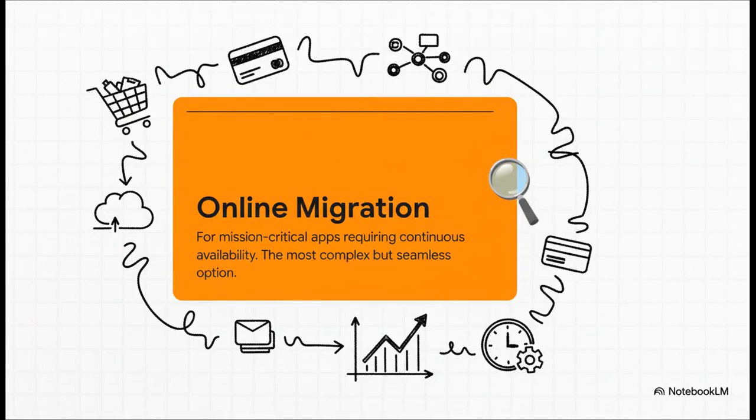And finally, we have the online migration. This is the top tier. This is the path for those applications where any downtime is just not an option. Think e-commerce checkouts, critical financial systems. It's definitely the most complex strategy of the three, but it delivers a completely seamless experience for your users.